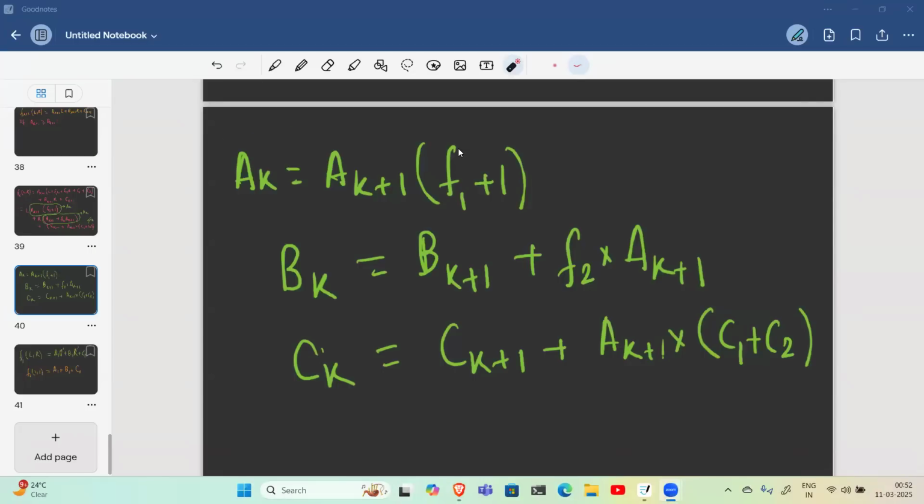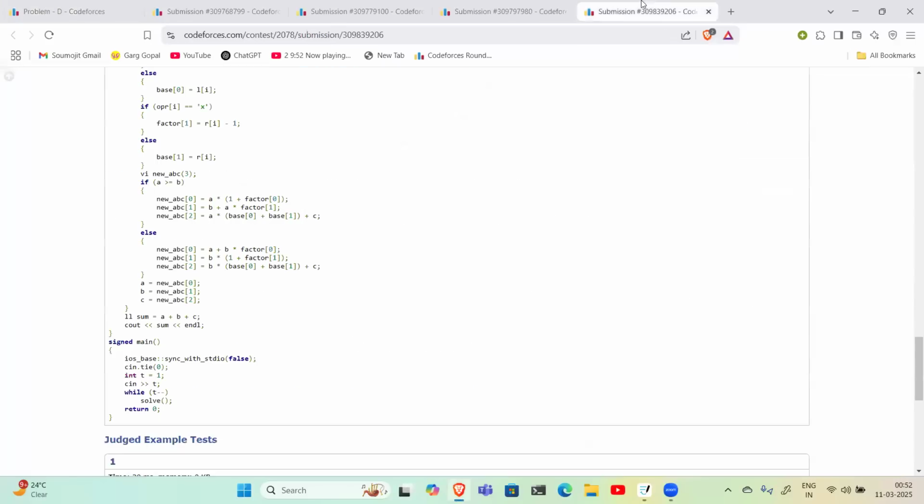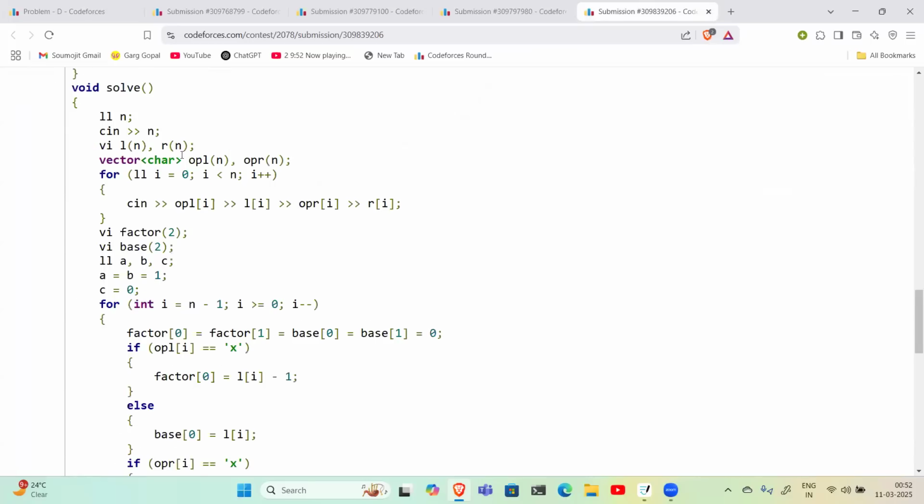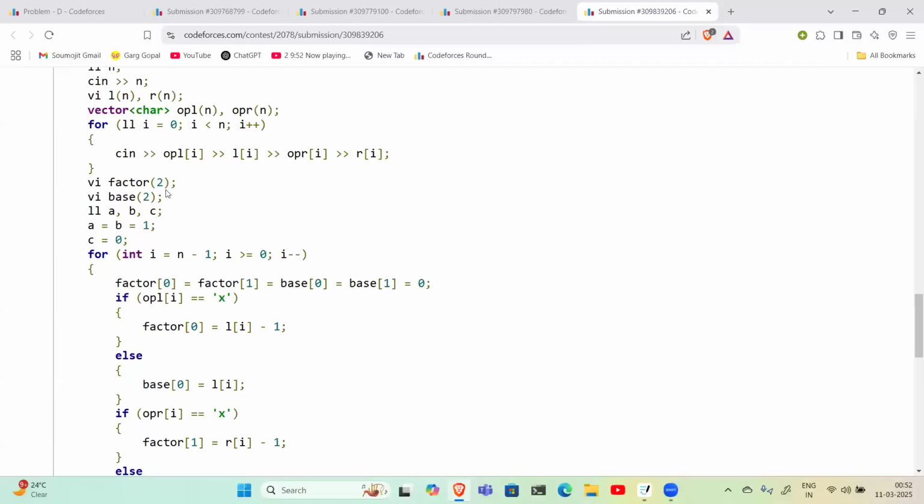Okay, so let me show the code once. So here is the code. I first take all the gates as input. The characters are present in the OPL and OPR vectors, and the L and R vectors compute the integers. Then I have these factors and bases, so this is basically my f0, f1, c0, c1 values. Now this is my base case: a equal to b equal to 1, c is 0. These are the coefficients of the f_(n+1)th function.